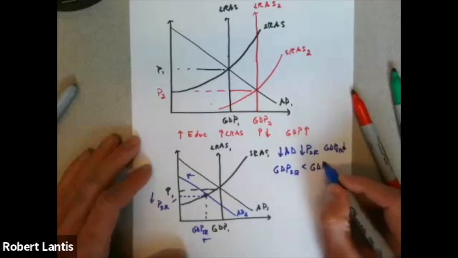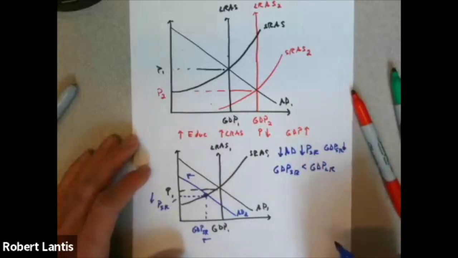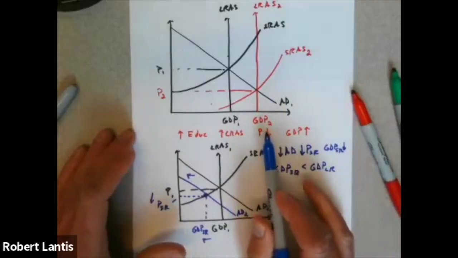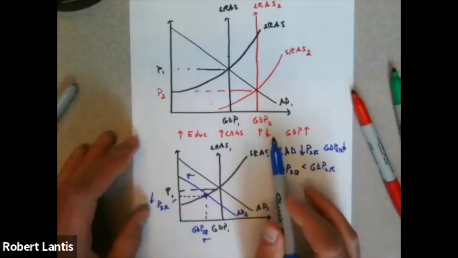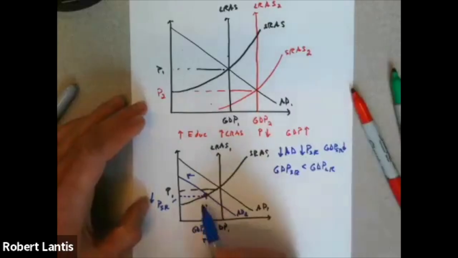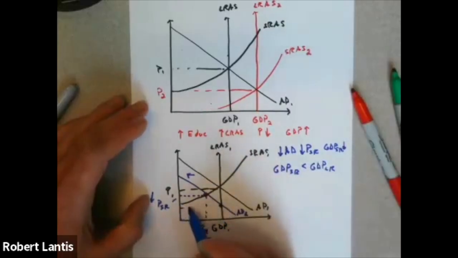I therefore know my short run GDP is going to have to be less than that GDP in the long run. Okay. So I know that long run GDP will increase, right? I know that long run prices are going to do what? Well, if they're both pushing price down in the short run, where's the long run price going to end up?